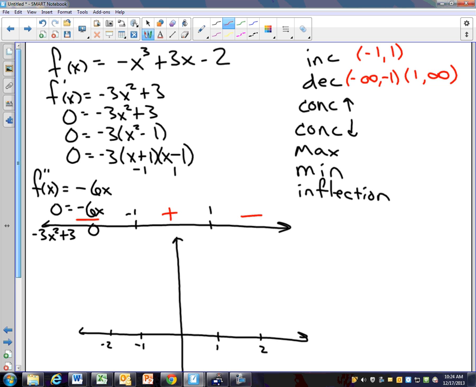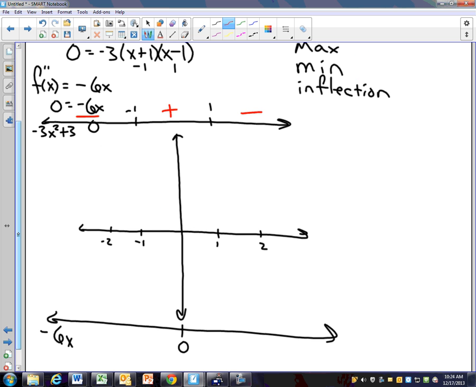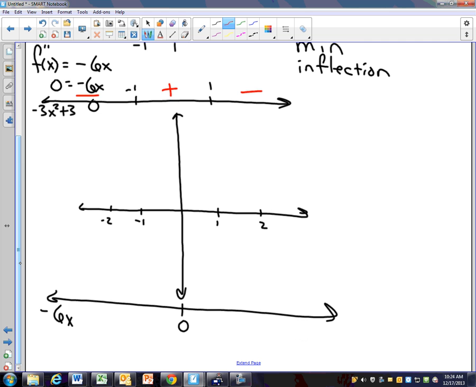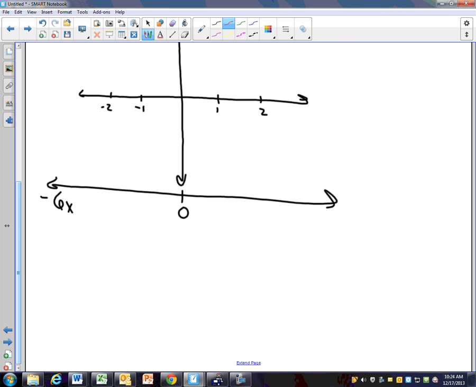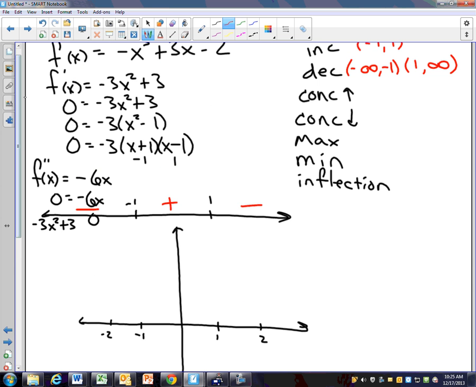Concavity. What do I use to determine concavity? The second derivative. Very good. -6x. So let's plug in a negative value, -1. What do you get? 6. So it's positive. So it is concave up. And now if we plug in a positive number, you get a negative result. So it's concave down. So it's concave up from negative infinity to 0, concave down from 0 to infinity.